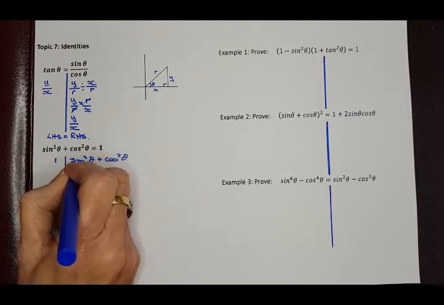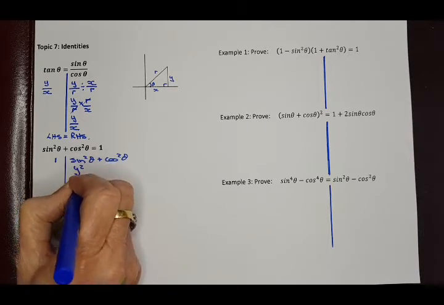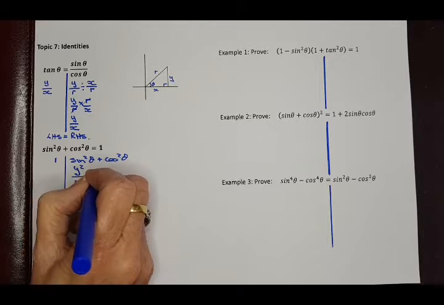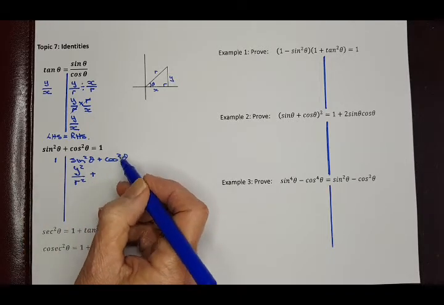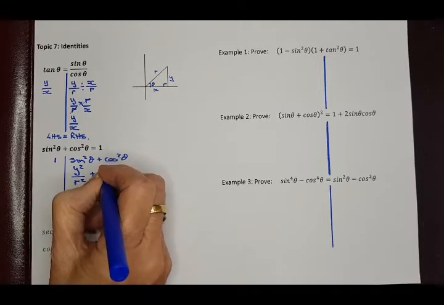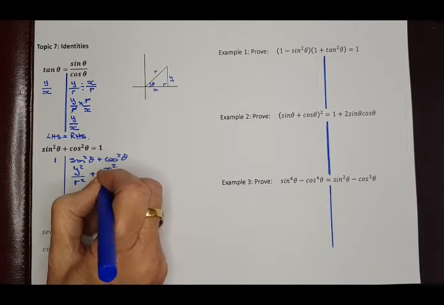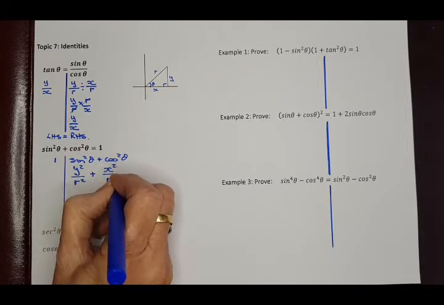Now sine is y over r. Sine squared is going to be y squared over r squared. Cos is x over r. Cos squared is going to be x squared over r squared.